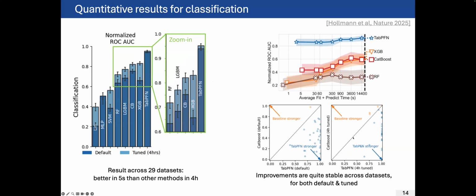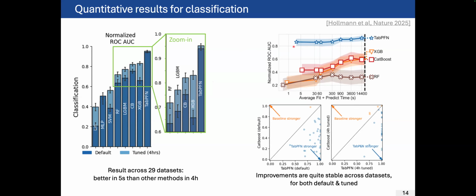All right, quantitatively also works really well. So for classification first, here we have a linear regression, MLPs, SVMs, random forests, and then LightGBM, CatBoost, and XGBoost. We have them in the default that takes typically some seconds, and the tuned version, tuned for 4 hours. And we see that TabPFN actually within something like 5 seconds is actually much better than 4 hours of tuning of the different boosting methods.